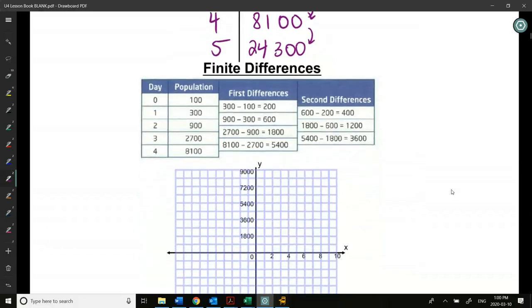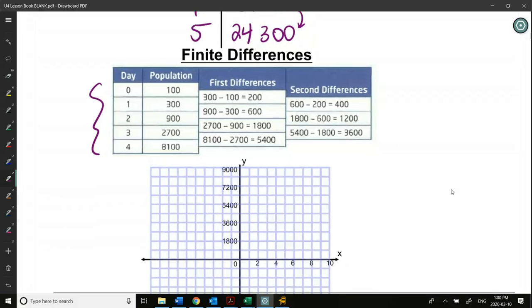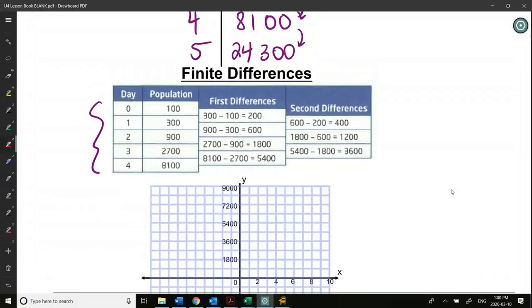So if you look here, I've just taken a little section of that, and I just want to show you about the finite differences. Just to recap, you did this a lot in grade 9 and 10 to decide if functions were linear or quadratic. Basically, you take the y values here, and you do bottom minus top. So you're doing 300 minus 100, and then 900 minus 300, 2700 minus 900, and so on. And then for the second differences, you take these values and you do bottom minus top. So we get 600 minus 200, and so on.